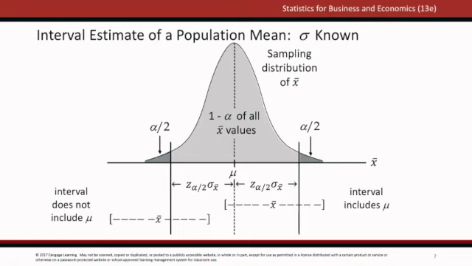And if that point estimate is outside the interval, then it's not going to contain the population mean. And the probability that this point estimate is outside this interval is alpha, with half of that probability, alpha over 2, that the point estimate is going to be on the lower tail, and another alpha over 2 probability that it is going to be outside the interval on the upper tail.